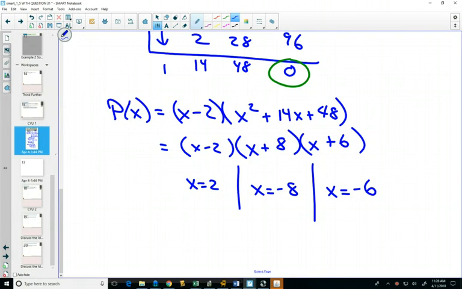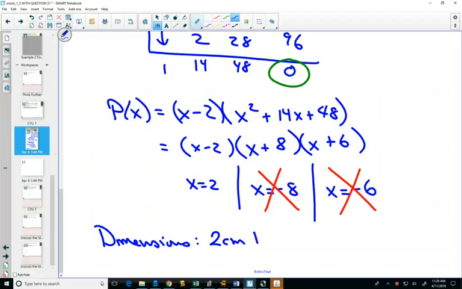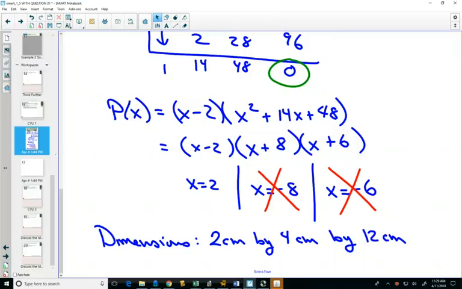However, based on the context of the question, if x is one of our side lengths of a box, we have to say that these two do not make sense in the context. We can't have the side of the box be negative 8. So the only possibility is x is 2, and then our dimensions are 2 centimeters by 4 centimeters by 12 centimeters. Other small things, make sure you include units.